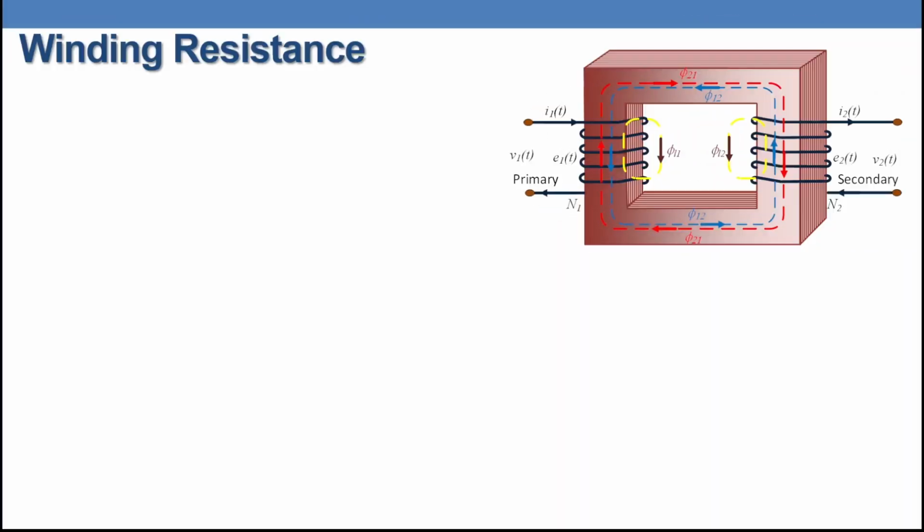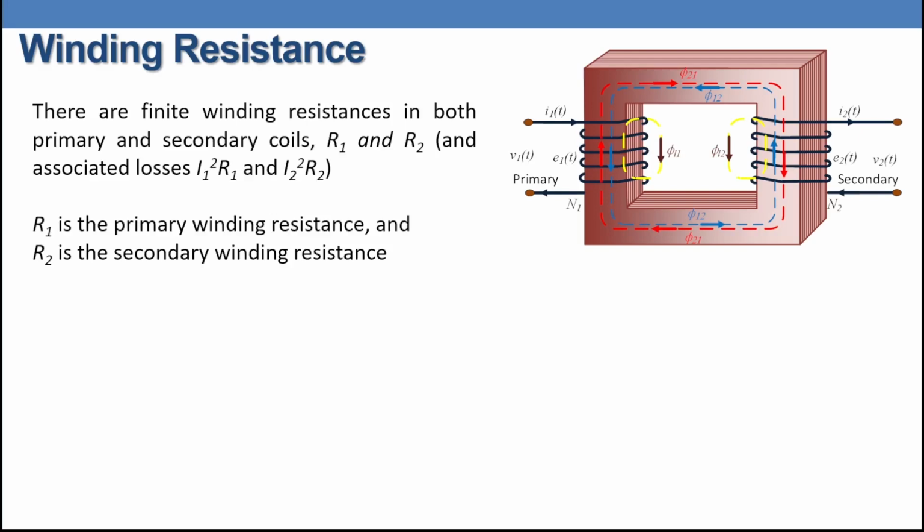As we can see here, we have the transformer with a primary side and secondary side. In the primary, we have the primary winding, and in the secondary, we have the secondary winding. What does the word winding mean? There is a finite winding resistance in both the primary and secondary. We can denote the primary winding resistance with R1 and the secondary winding resistance with R2. And definitely if there is a current in the primary and secondary, this means that we have a copper loss.